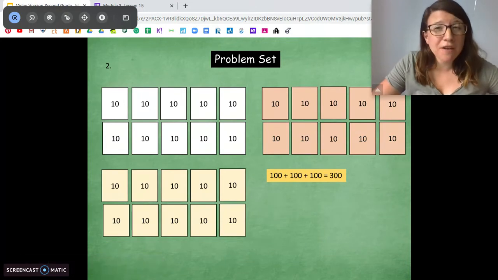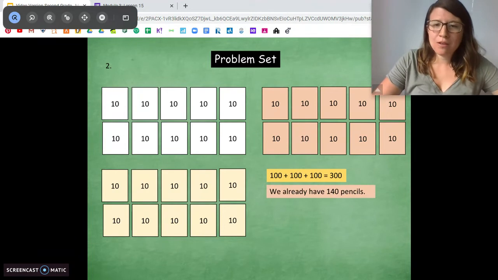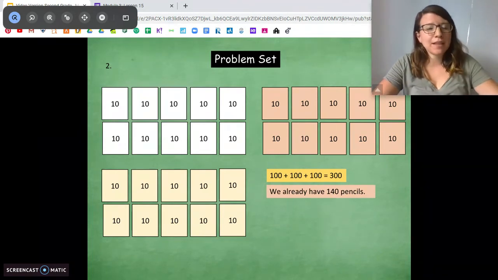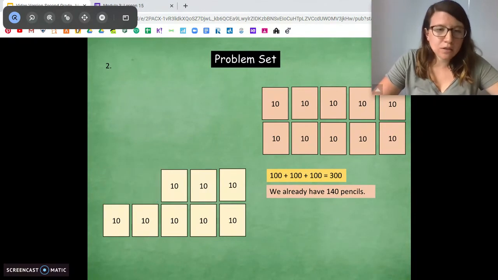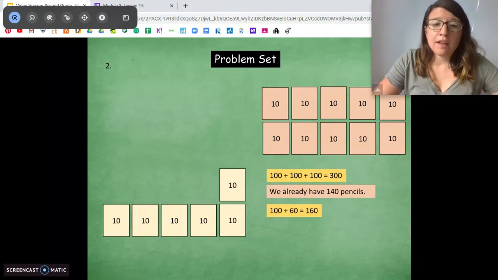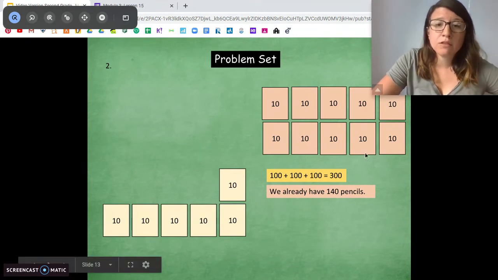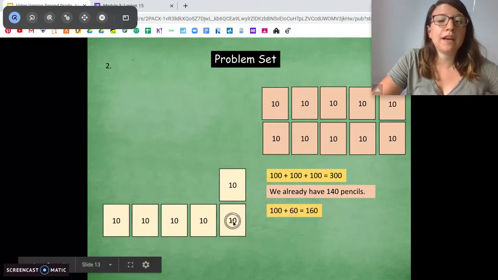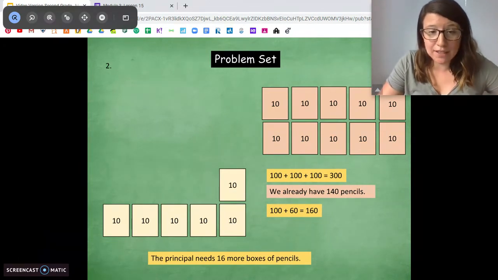Now, we have 140. So let's take that 140 away. Okay? We know we have that, so let's take 100 and 10, 20, 30, 40. Now, how many are left? We still have 100 left right here. So we have 100, 110, 120, 130, 140, 150, 160. So we have 160 pencils that we still need.